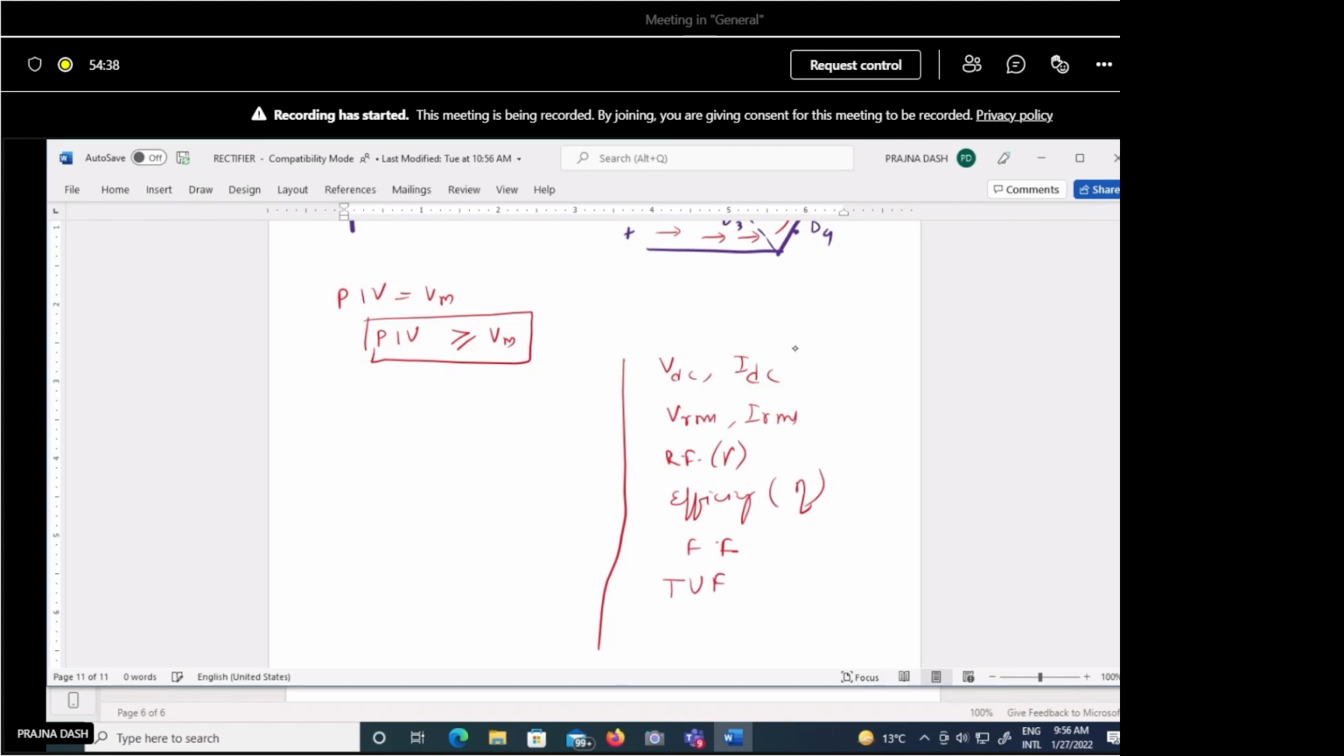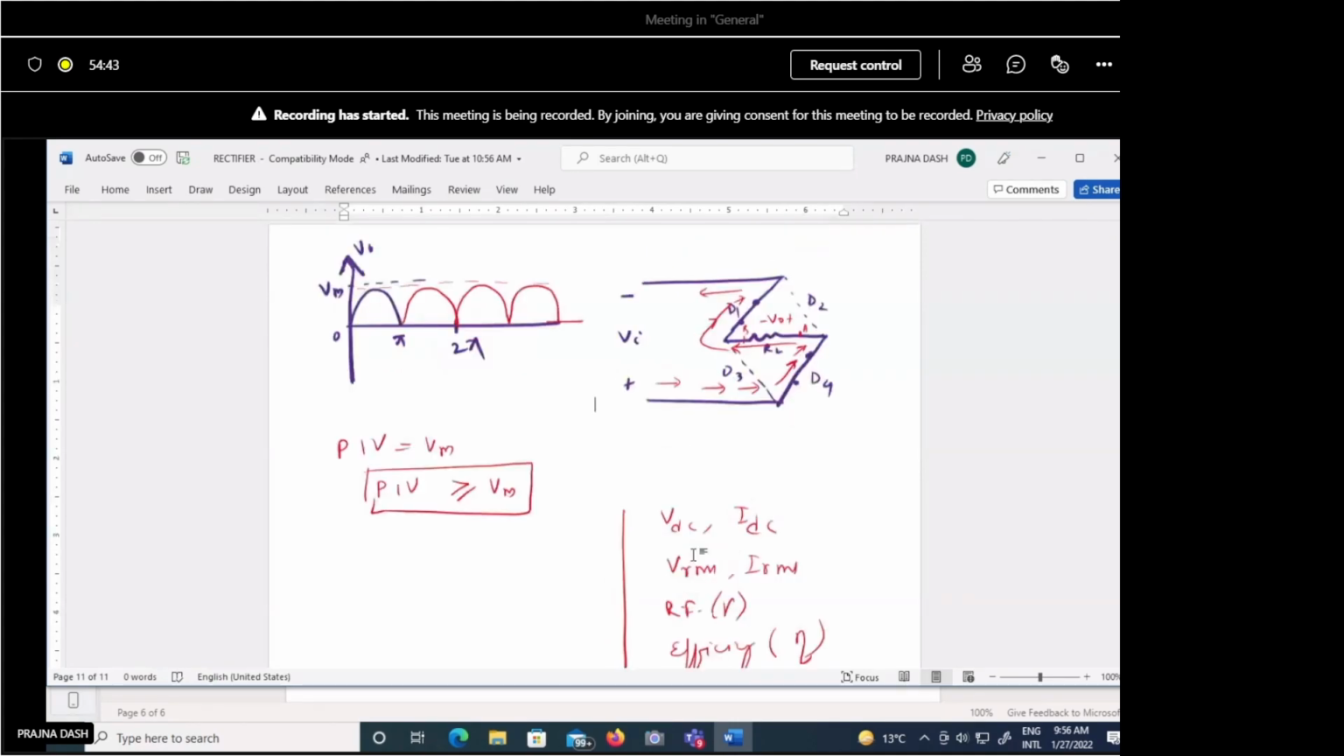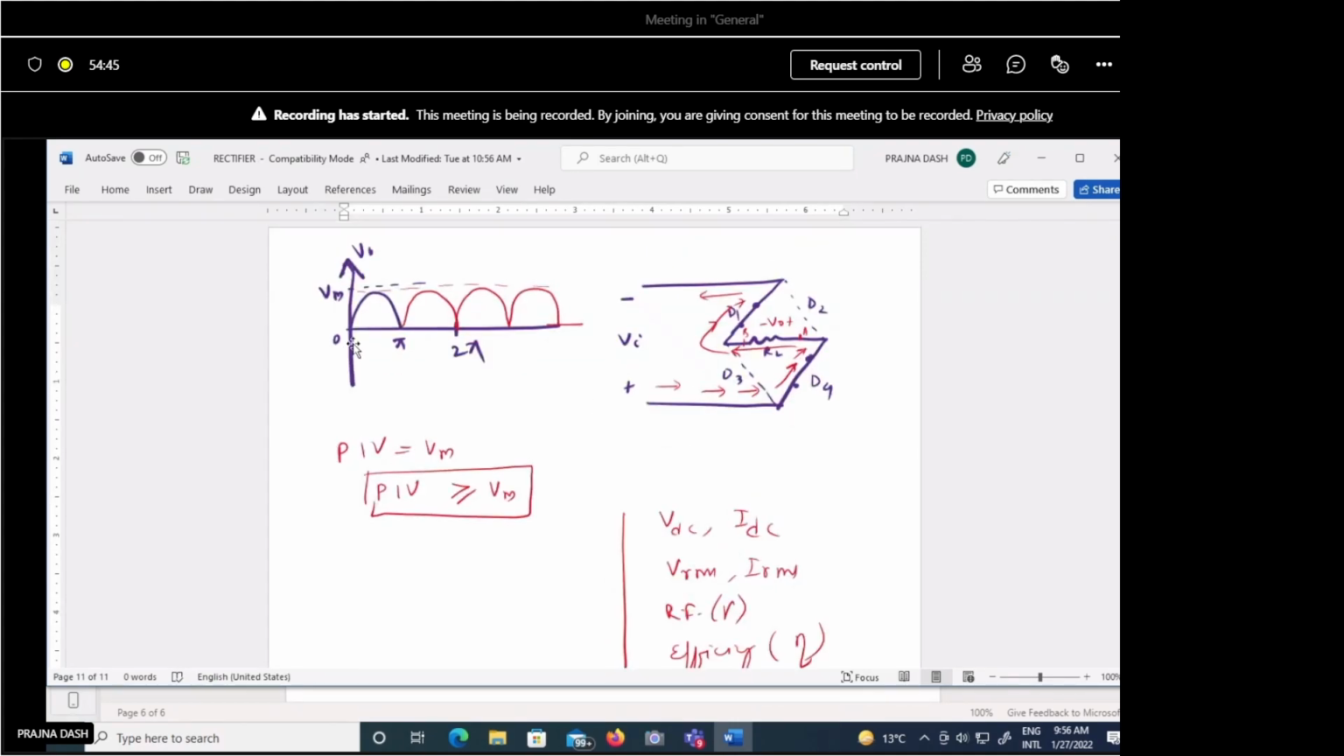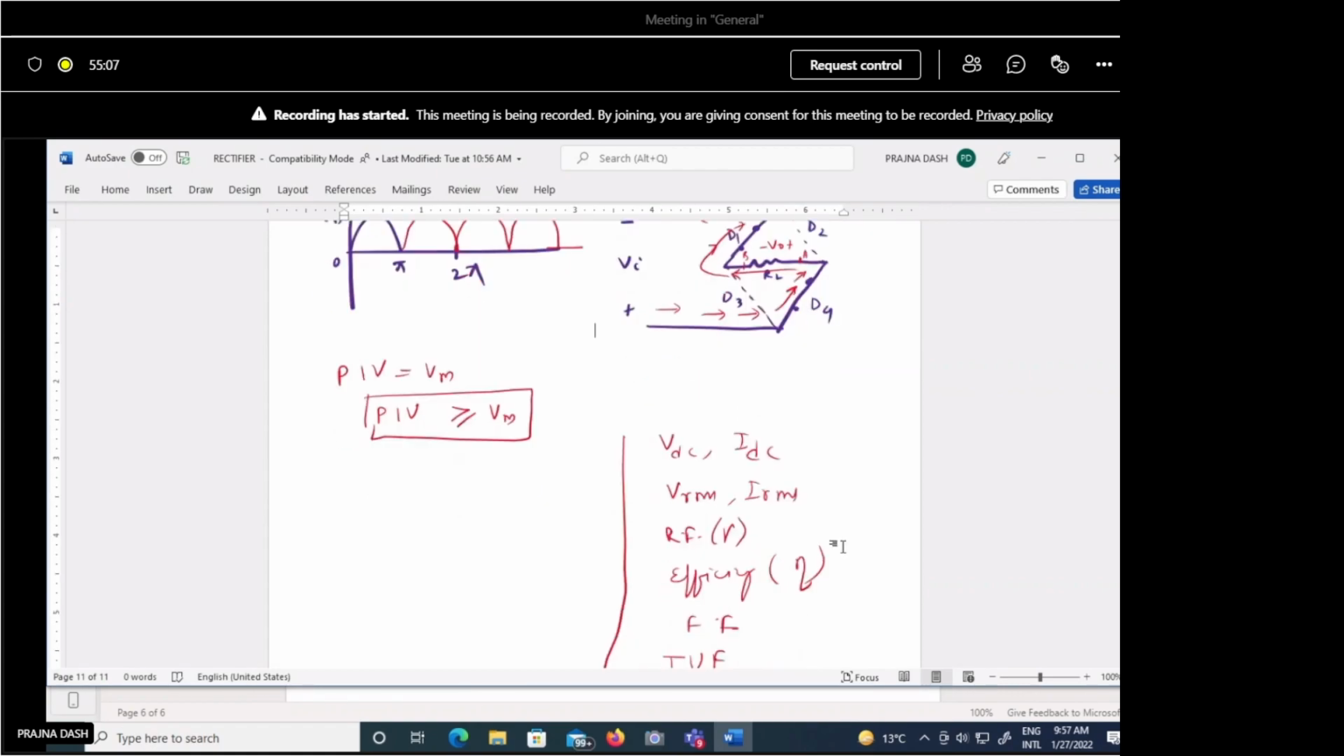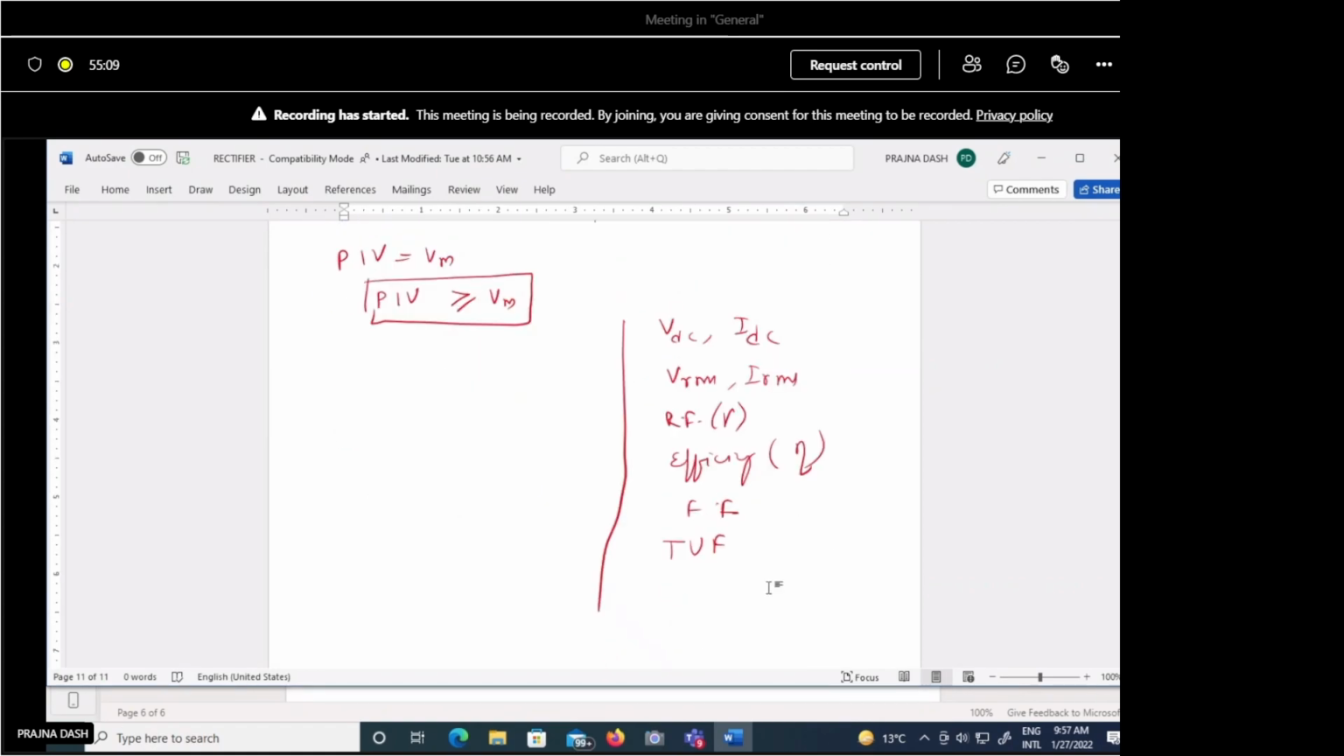All these parameters you calculate for this waveform. The only difference is that in that case the cycle was from pi to 2 pi as 0, but here you have to consider the cycle from 0 to pi, because here the time period becomes pi only. After this much the cycle repeats, so only the integration limit will change and the rest will be the same. Considering that, calculate all these parameters.